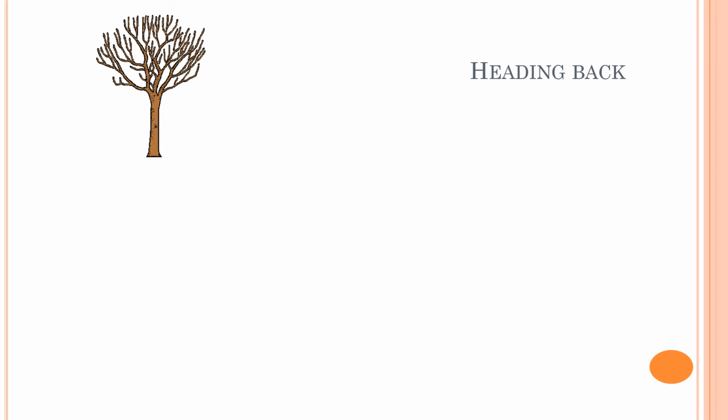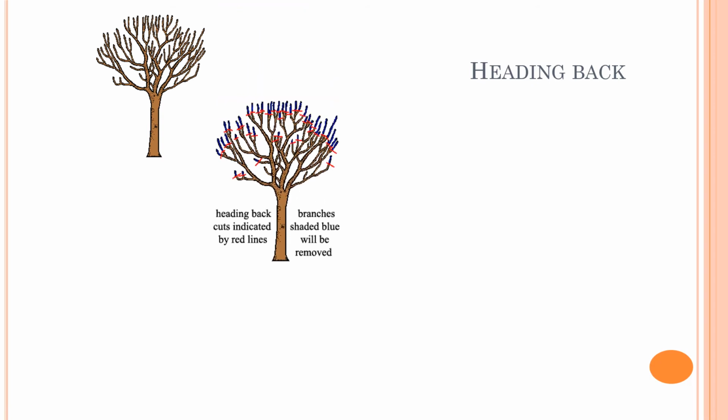So this is a tree that has not been pruned yet. Now this is marking where the pruning will take place. So the blue branches are where all these will be pruned. So this is called heading back, remember? So heading back cuts are indicated by the red line. This is where we're going to make the cut.